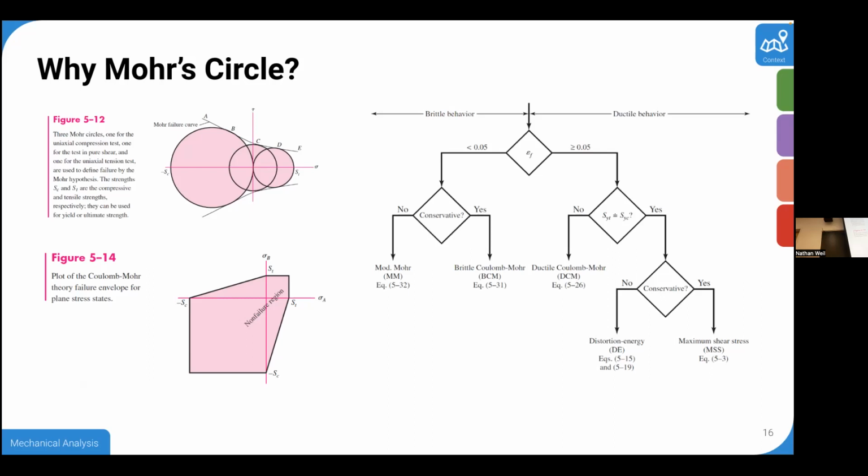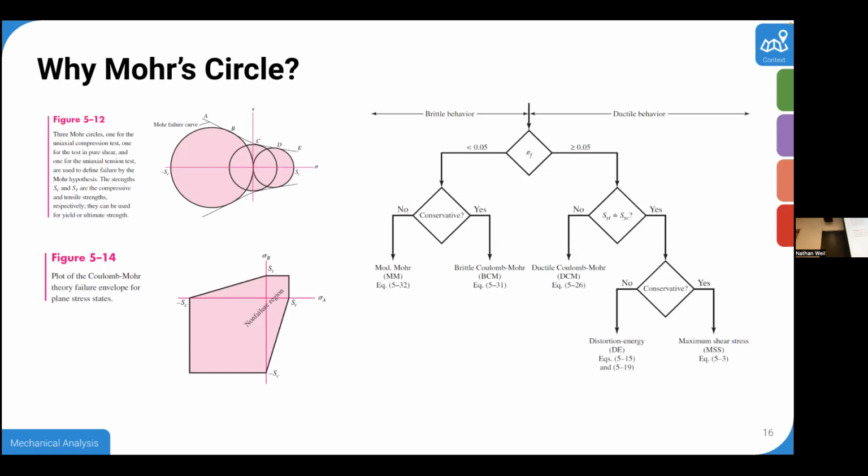What you'll see is that there are more failure curves, more static theories. Failure is a very statistical thing. There is no one correct way to go about it. But you have several models, and on the right we have a flow chart. You describe your stress depending on whether you're working with brittle or ductile material, and you go down this flow chart to figure out what approximate way you're going to use your failure theory to get an estimate.